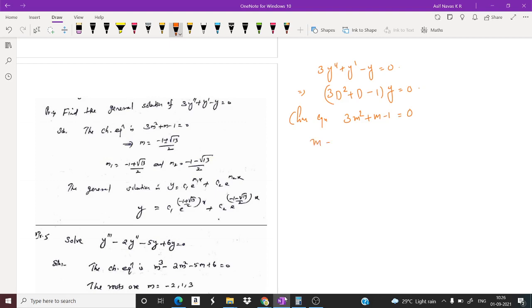So what is the value of m? You can use a calculator. These are irrational roots, and not a conjugate pair. The roots are minus 1 plus or minus root 13 by 6. Irrational, but they are real and distinct.